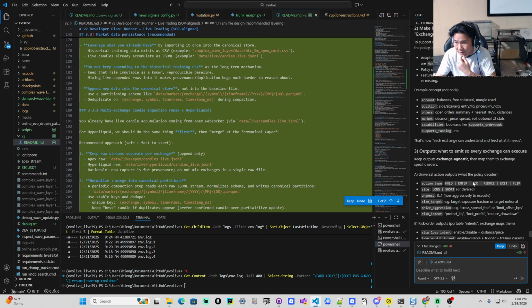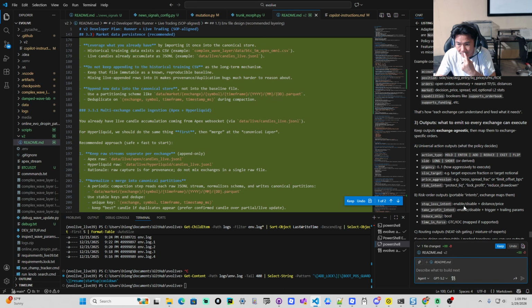So the actions are hold, enter, add, reduce, exit, flip. Side: long, short, or derived. Hold. I kind of want to change this hold here, because it could be hold with no position, or hold with current position. Enable or disable, distance, price, take profit intent, reduce only, time in force.